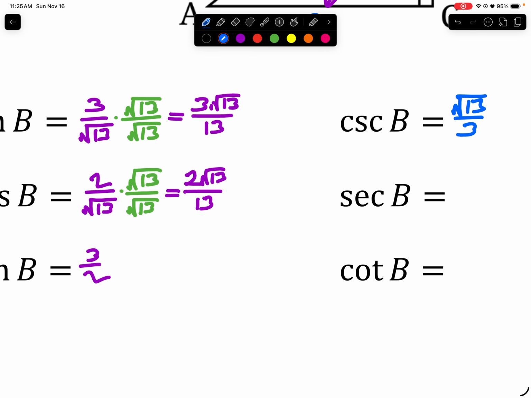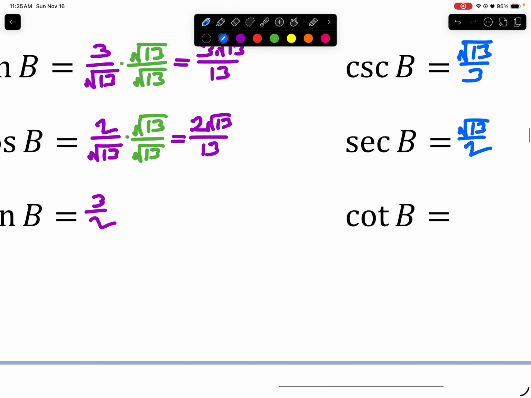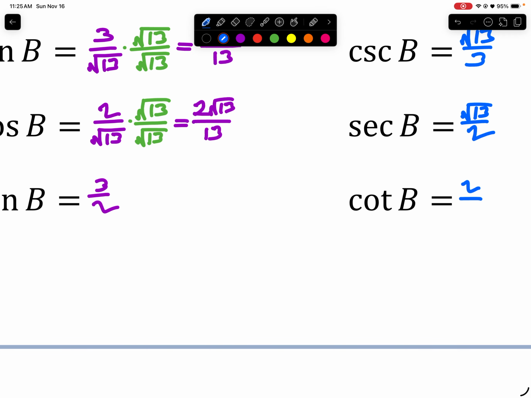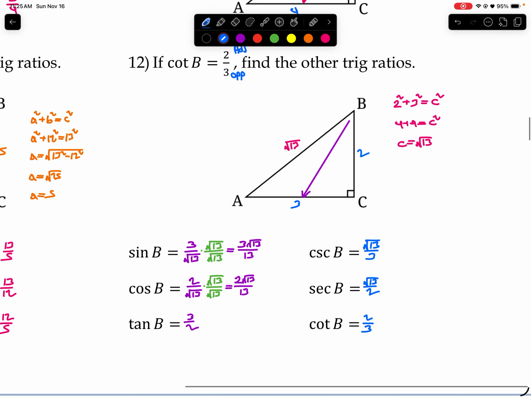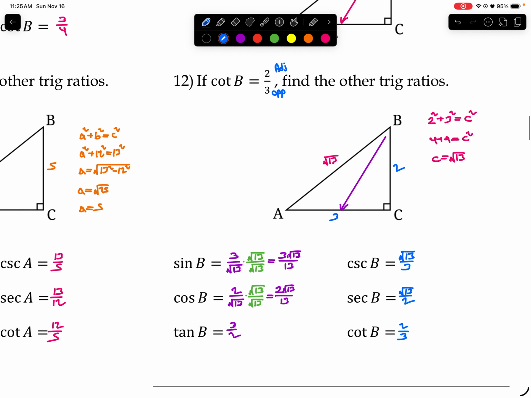Same with secant of B. I can either flip the original or the simplified. Well, if I flip the simplified, we have another radical, so I'm going to avoid that one. I'm going to use the original. So that's going to be root 13 over 2. And then cotangent B, which they give you, but if you flip tangent, you also get what they give you, which is the 2/3. So, ta-da!